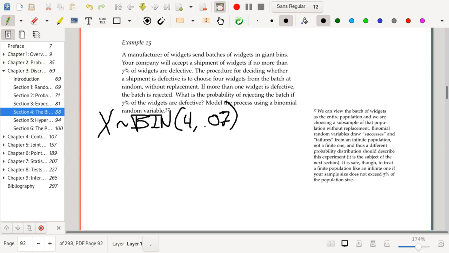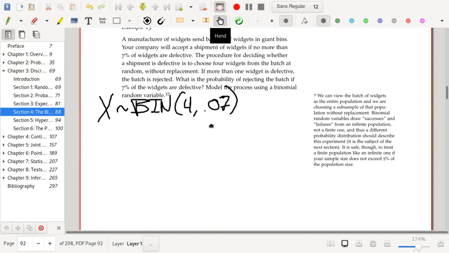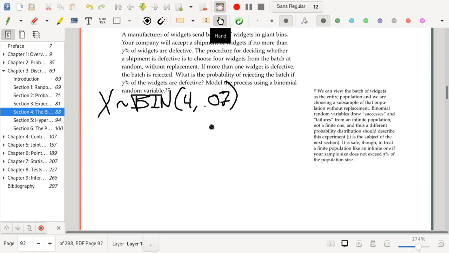They want to know what is the probability of rejecting the batch if 7% are defective, if more than one widget is defective. With this problem, we actually need to translate because this is a word problem. And by the way, in stats classes, I absolutely love to ask word problems. So many word problems, because statistics is so applied that it just feels inappropriate to not be asking word problems. It's such an applied subject that you have to be asking them.